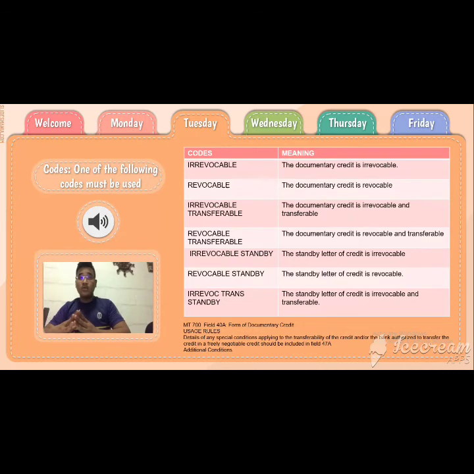The codes that are used in documentary credit. The first one is irrevocable. Irrevocable is the type of documentary credit that cannot be changed without the agreement of all parties. The next is revocable. Revocable is the type of documentary credit that can be changed or cancelled anytime by the importer without the approval of the exporter.